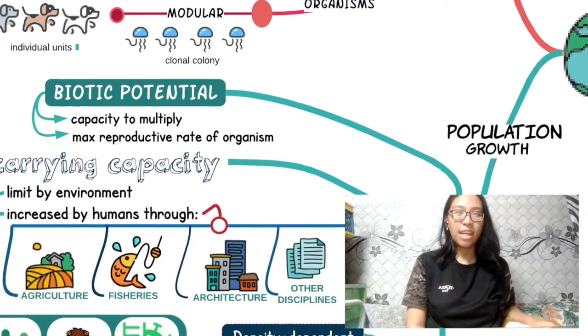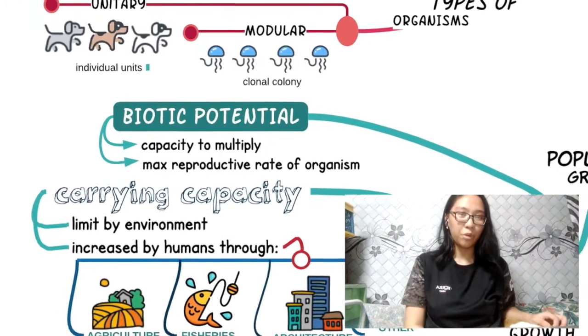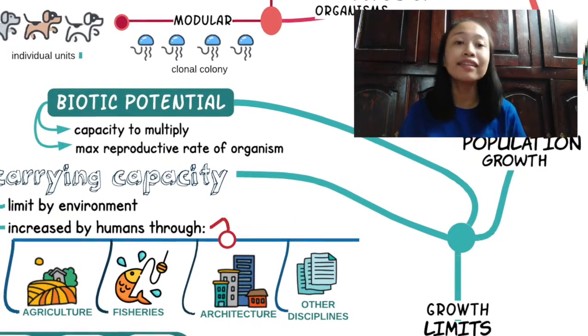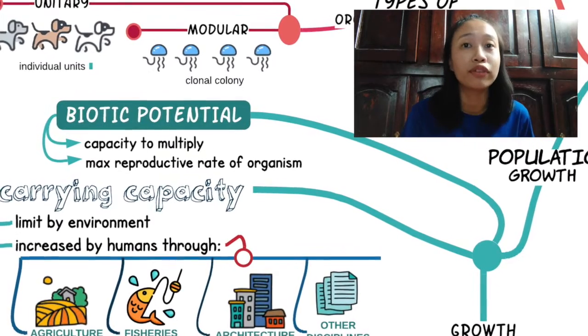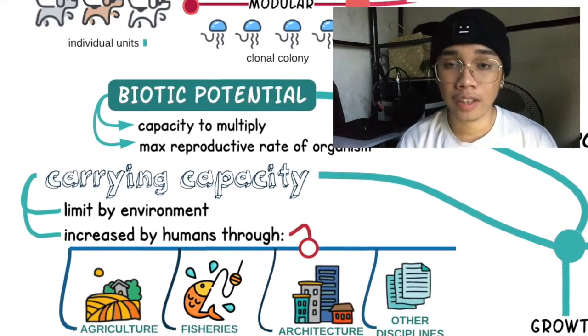Now that we're done with the basics and population dynamics, we will now talk about population growth. Biotic potential and carrying capacity are the two salient terms we must take note of in population growth. Biotic potential is the property or capacity to multiply, and it is influenced by sex ratio and age distribution. In simple terms, it is the maximum reproductive rate of an organism. Carrying capacity, on the other hand, is the number of organisms that a region can support without environmental degradation. Carrying capacity changes with the changes in the environment.